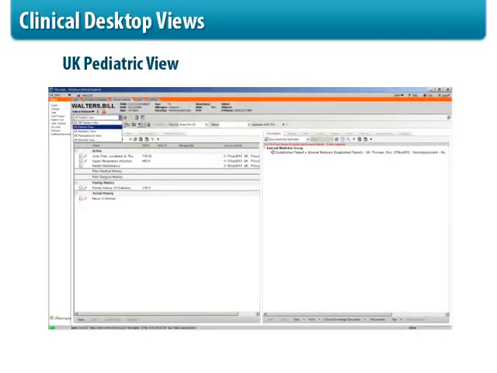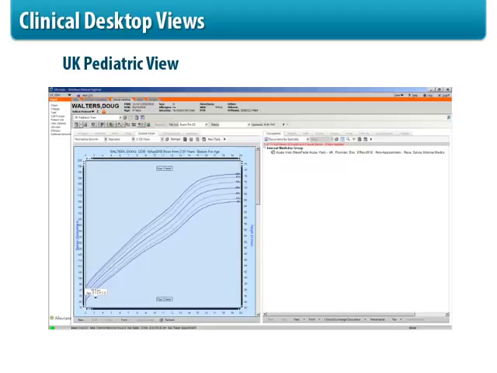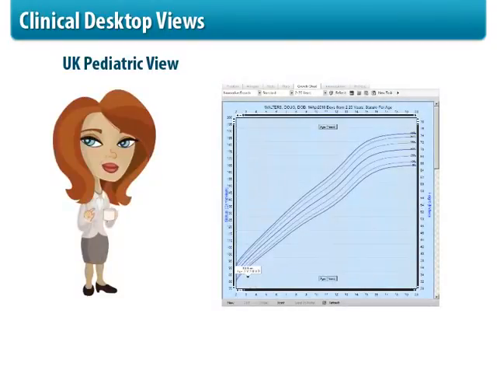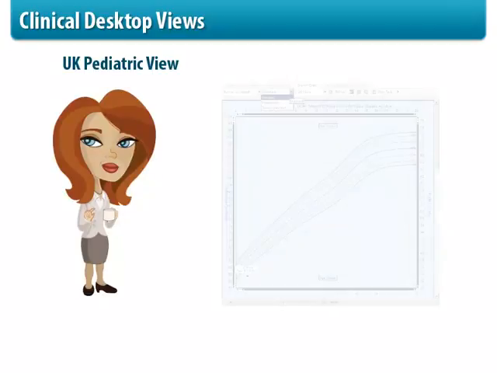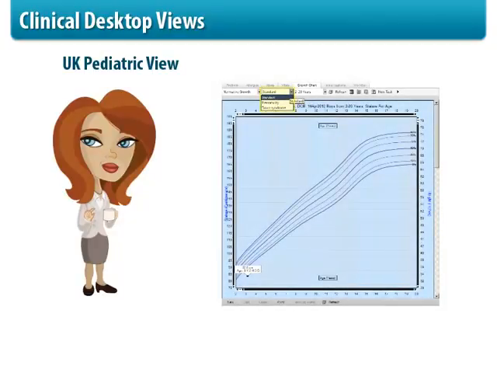However, if you work with pediatric patients, you may wish to use the UK pediatric view. This will allow you to access the growth chart tab, where you are able to view a growth chart for your patient. There are 3 growth charts available: standard, prematurity, and Down syndrome.